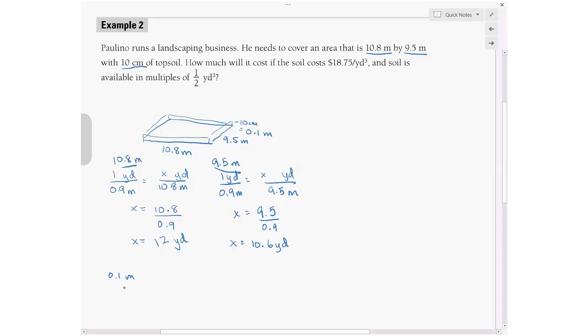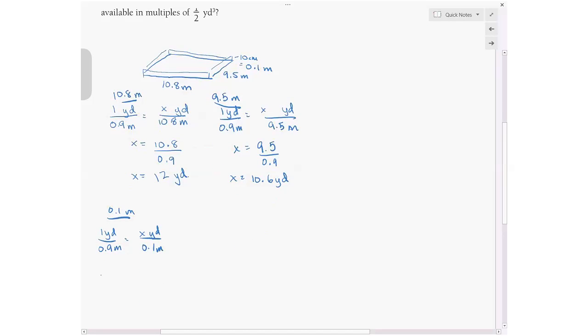And then my 0.1 meter, well, again, 1 yard is 0.9 meters. How many yards is 0.1 meters? And x is going to equal 0.1 times 1 divided by 0.9. I shouldn't be using x for all of these.